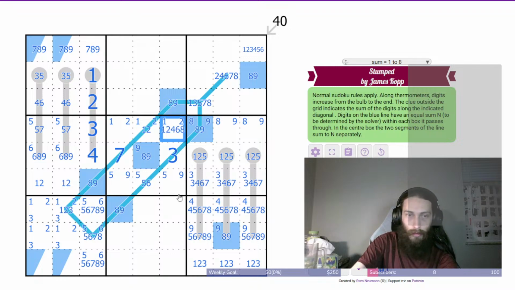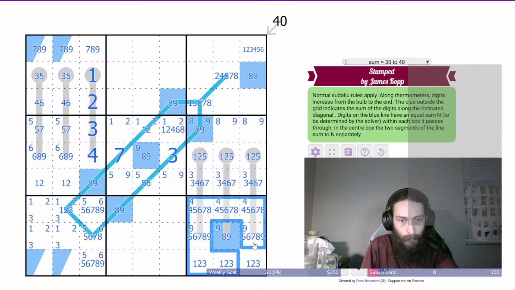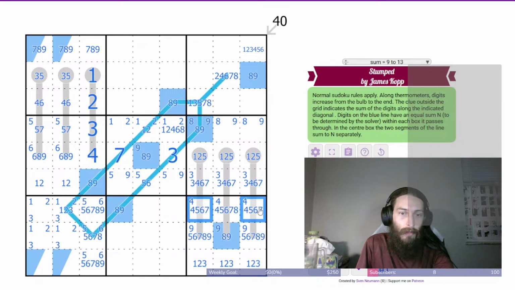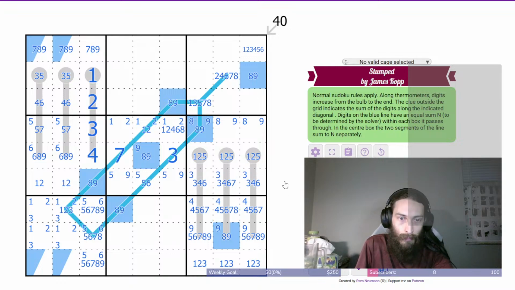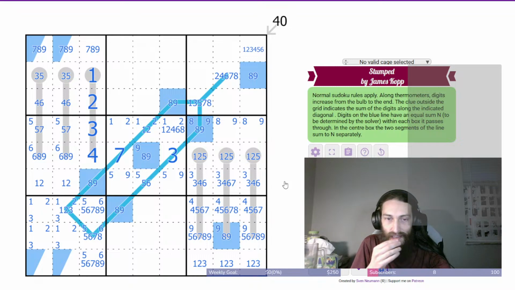In box 9, the top row can't have 8 in it because that would be 8, 9 for that thermo, which would break the blue square. Oh, unless it's the one that's above the 8. Right, 9. But that is true for the 2 outer ones. Right. That could be an 8.